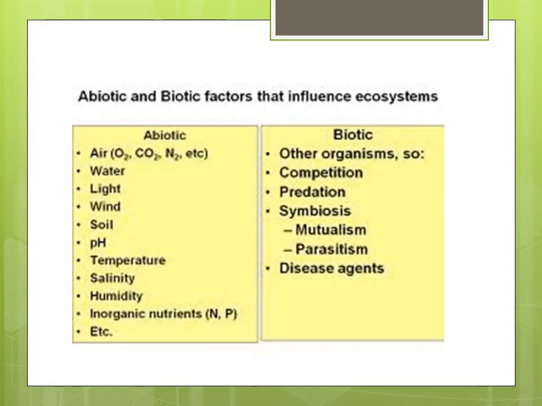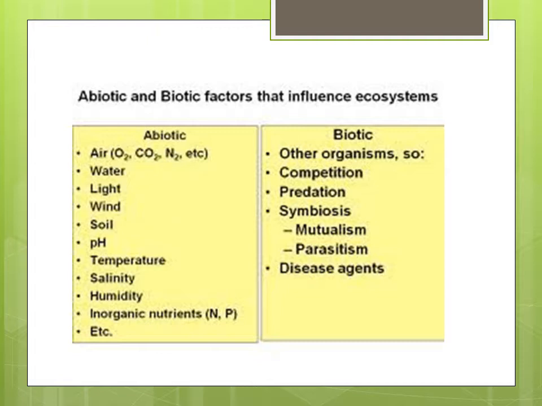Okay, so now we're going to wrap this up here, and we're going to just do this division between the abiotic and biotic factors that influence an ecosystem and influence an organism's environment. So this really is when we talk about the home of ecology, what makes up this home? So let's start with abiotic, or that which is not living. We'll start with elements of our air. We have oxygen, carbon dioxide, and nitrogen, for example.